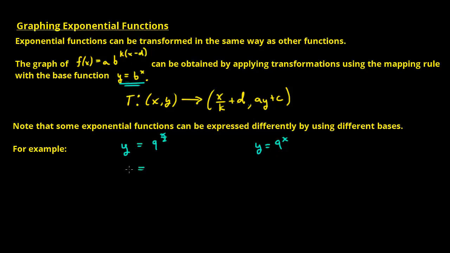Or I could just rewrite this using the exponent laws. I could rewrite 9 to the power of x over 2 as 9 to the power of 1/2 to the power of x. And this is just equal to 3 to the power of x, because 9 to the power of a half is just 3. Raising 9 to the power of 1/2 is the same thing as just taking the square root of 9. So I could rewrite this function as 3 to the power of x.